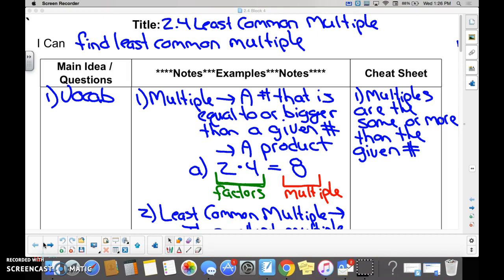Sure. Somebody else looking at the cheat poll, what else have we said? And you don't have to use the cheat poll's words, you can use your own. A factor is the same or less than the given number, and a multiple is the same or greater than the given number.